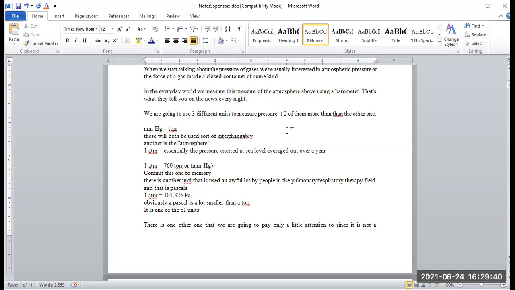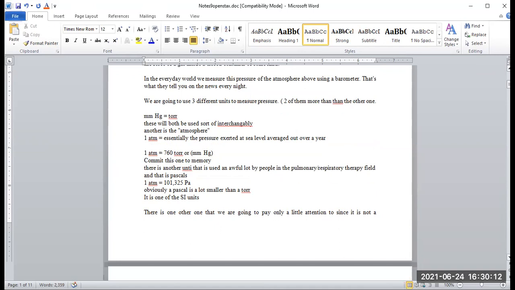Atmospheres is another unit. So this is Tidewater. We are essentially at sea level, or a couple of feet above or below in a couple of spots in Norfolk. If we took the pressure at ground level, averaged out over an entire year, that's basically how they decide what 1 atmosphere of pressure is.